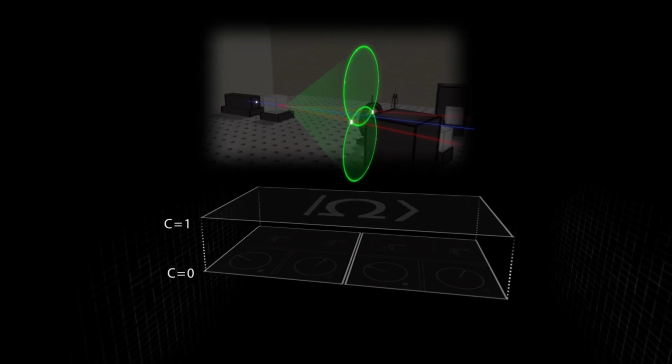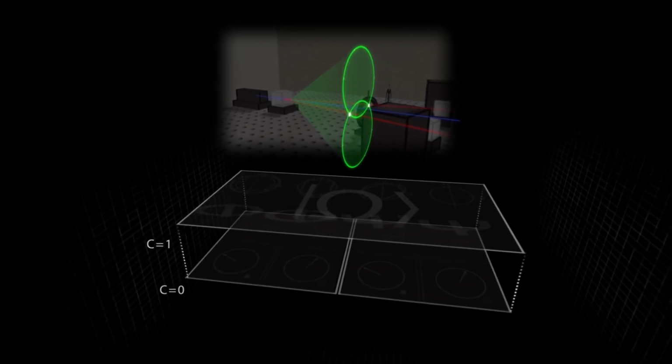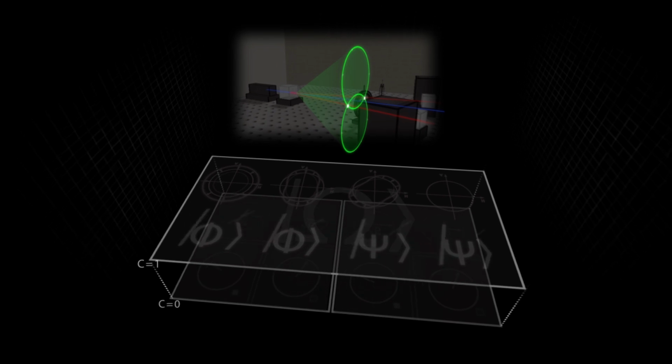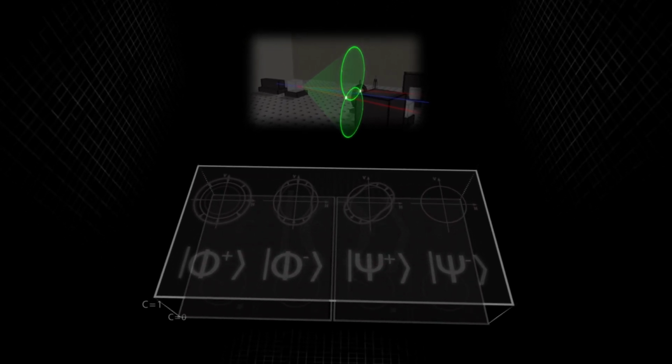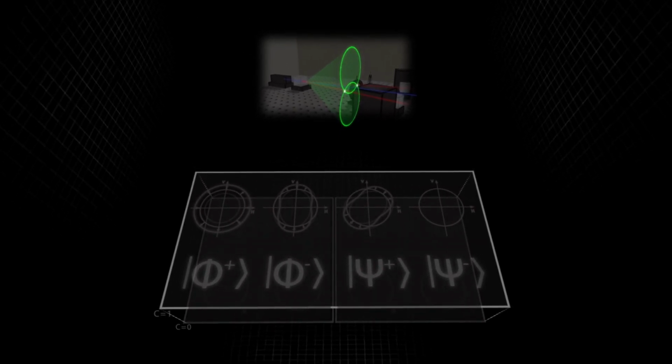The basis for all maximally entangled states is given by the four Bell states. All four Bell states can be created experimentally using the BBO crystal. Additional polarization rotators need to be installed in the beam path for that purpose.